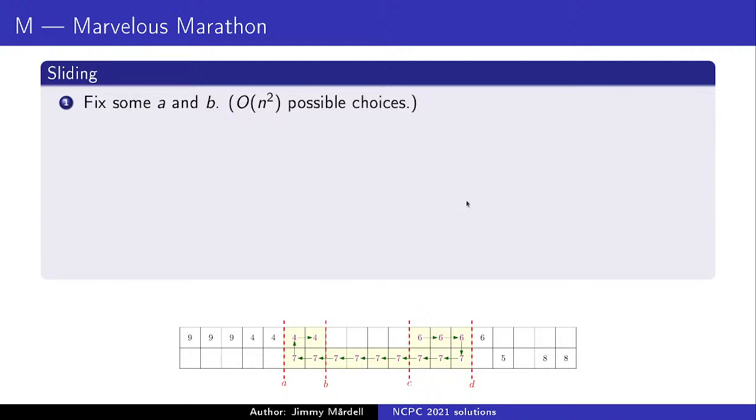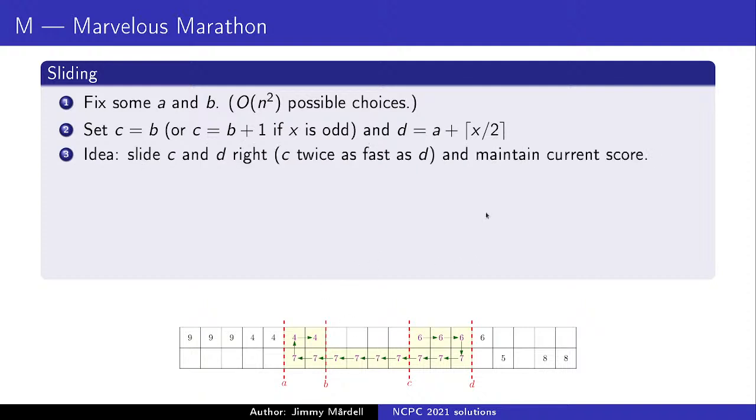So we know that A and B are at some segment endpoints. So let's fix which endpoints they are. There are n squared possible choices. And then we set C to be the same as B, and D to be A plus x over 2. That way we have a path which has the length x, where D is as small as possible for these given values of A and B.